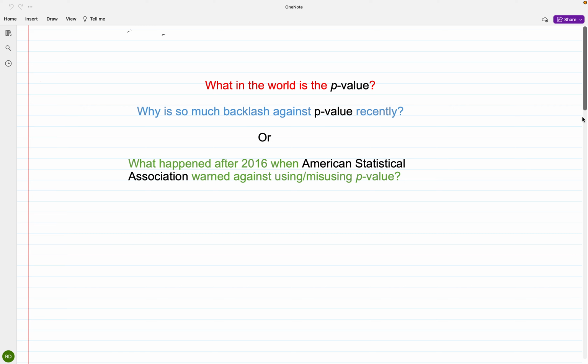So, what is p-value? What in the world is p-value? Why is there so much backlash against p-value recently, especially after 2016, when the American Statistical Association warned against using or abusing p-value, to all the researchers who publish their research using p-value, especially in psychology and medical science.